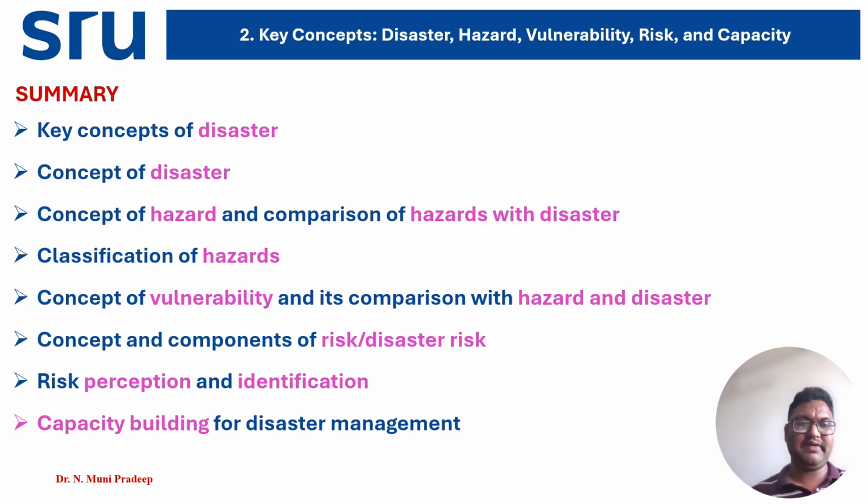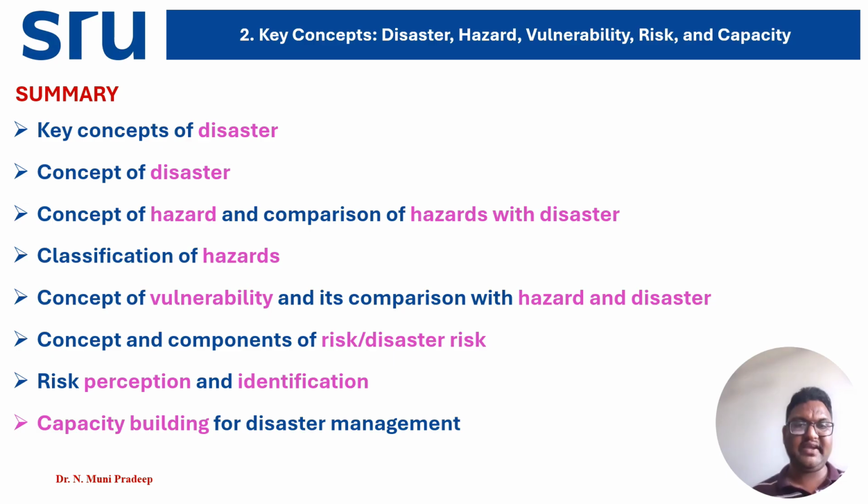Now I'll summarize both the second lecture, part A and part B. Let us summarize what we have covered in lecture 2. We covered a total of 7 major topics in this lesson. The first one is key concepts of disaster. We revisited the definitions of disaster and understood that disaster requires both a hazard as well as a vulnerable population. The second one is the concept of hazard and comparisons with disaster. The third one is classification of hazards.